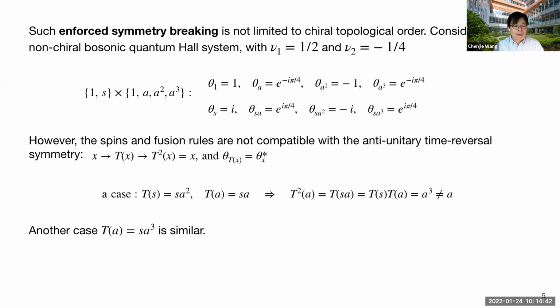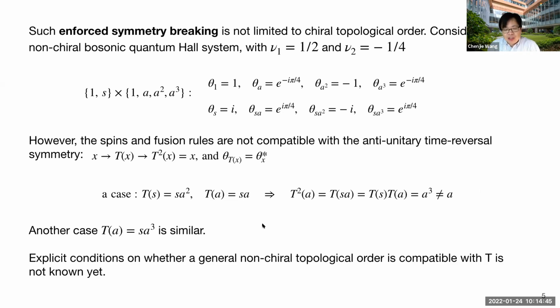So that means there's no way to assign a consistent action such that this topological order is compatible with time reversal symmetry. In fact, for any general topological order, if you want to study the compatibility between time reversal symmetry and a non-chiral topological order, the explicit criterion is not known yet. Here I'm just constructing an example to show the possibility, but generally it's not as easy as the chiral topological order, where one can define a topological quantity, the thermal Hall conductance. But here I don't know what quantity I can define that can directly tell you whether the non-chiral topological order is compatible with time reversal symmetry or not.